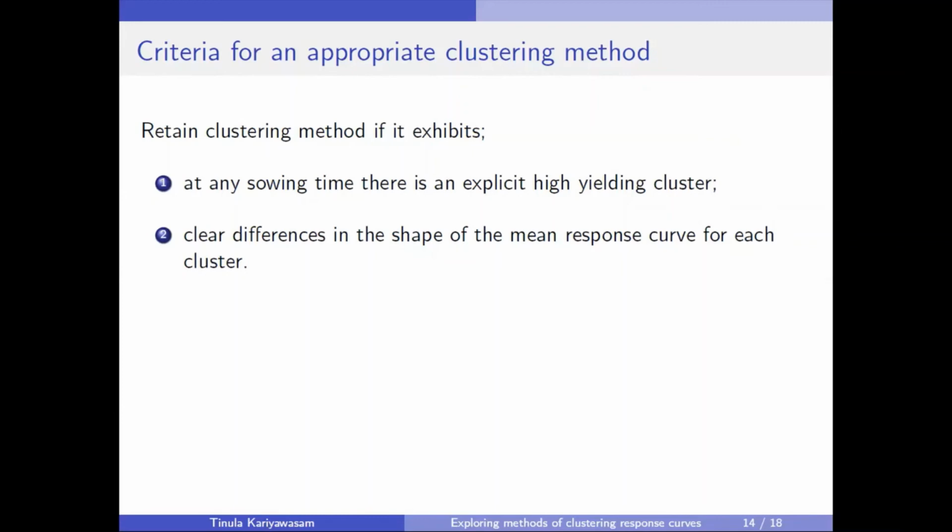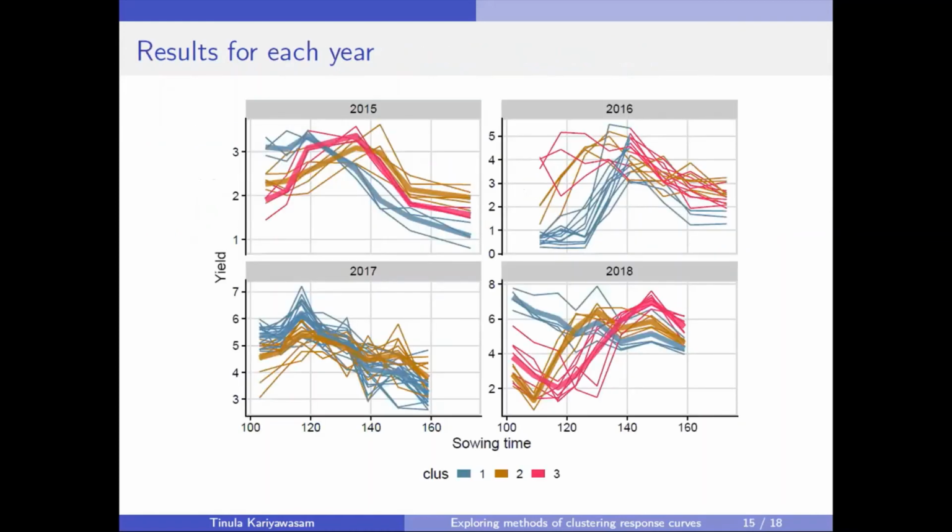We can say, okay, this technique, this method, it works for this certain year. And the other thing was, does each group have a different mean response curve in terms of its shape? So this is what we ended up with. Now, this is just one of the variations.